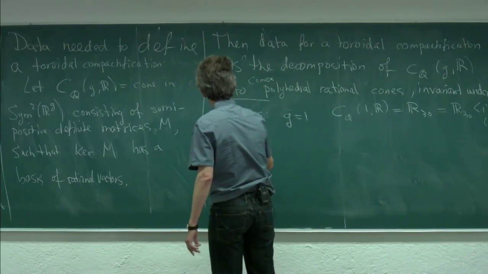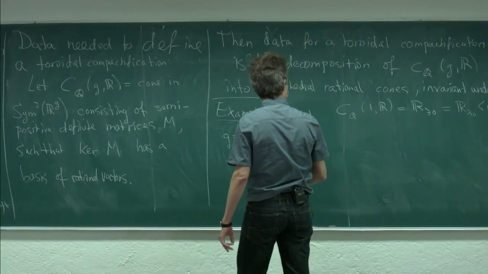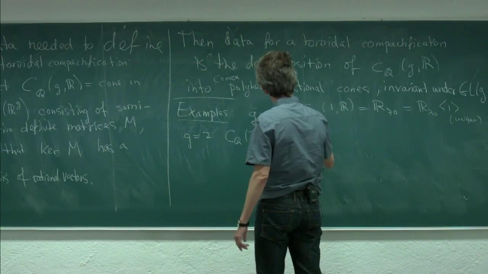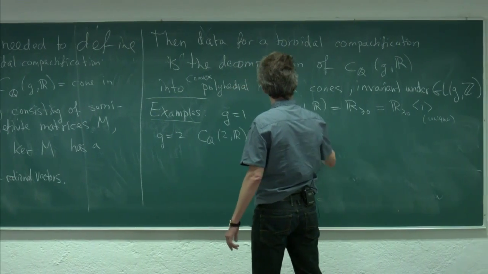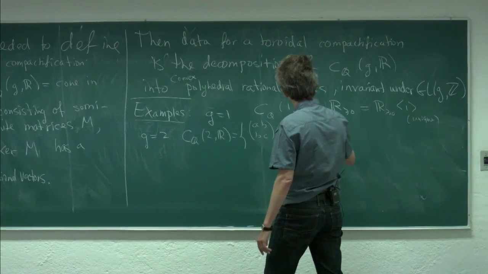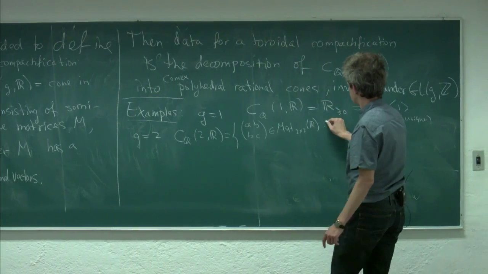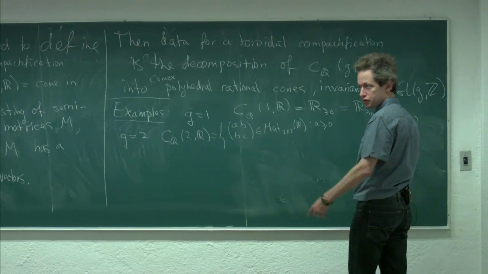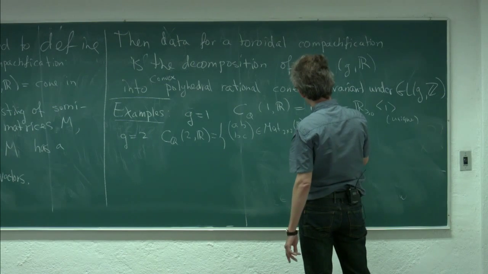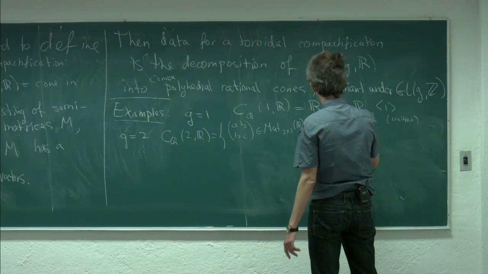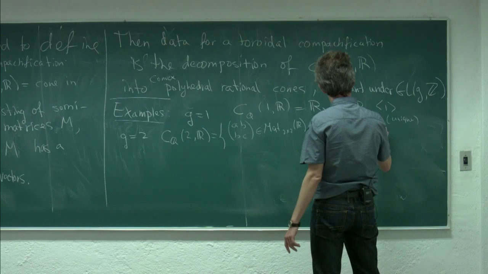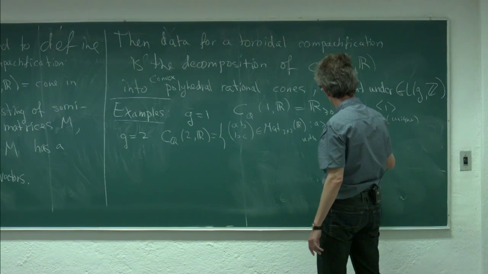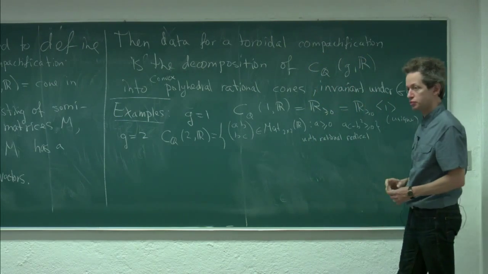G equal 2, this is more interesting. So these are matrices (A, B; B, C) in 2 by 2 matrices, which are semi-positive definite. If you recall the condition for being semi-positive definite, you can check the diagonal minors: A is greater than or equal to 0, and AC minus B squared is greater than or equal to 0. And then I'll write with rational radical here, and this means whatever it means. We can figure it out, but I don't want to spell it out.